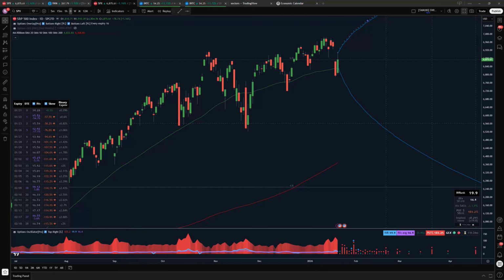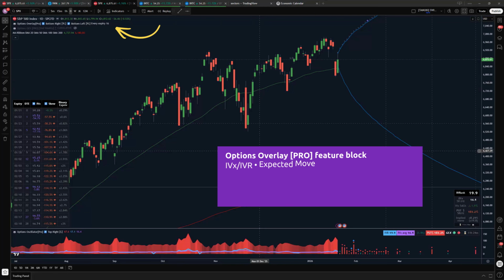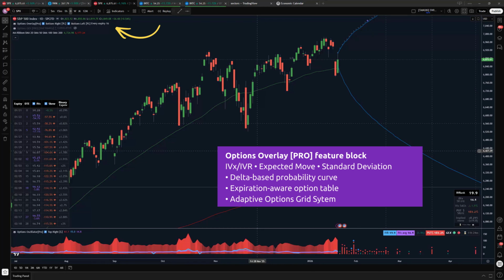In a nutshell, the Options Overlay Pro indicator brings real options market data directly onto your TradingView chart. This includes implied volatility context, expected move, standard deviation, probability levels, vertical and horizontal skew that we will talk about later, expiration structure, and a dedicated options grid system.